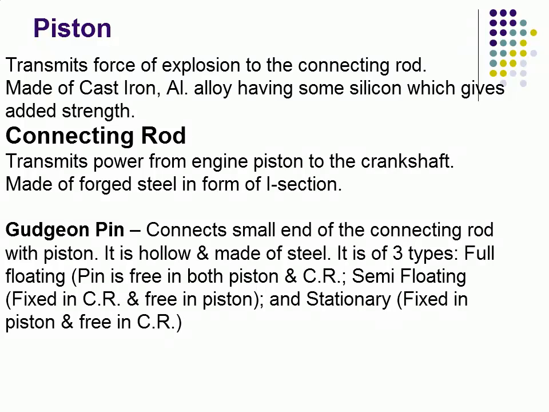Next component is the gudgeon pin. It connects small end of the connecting rod with piston. It is hollow and made of steel. It is of three types: full floating, in which pin is free in both piston and connecting rod. Second type is semi-floating, which is fixed in connecting rod and free in piston. The third type is the stationary. It is fixed in piston and free in connecting rod.